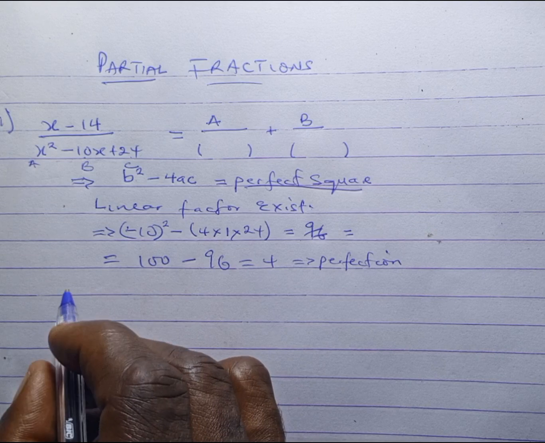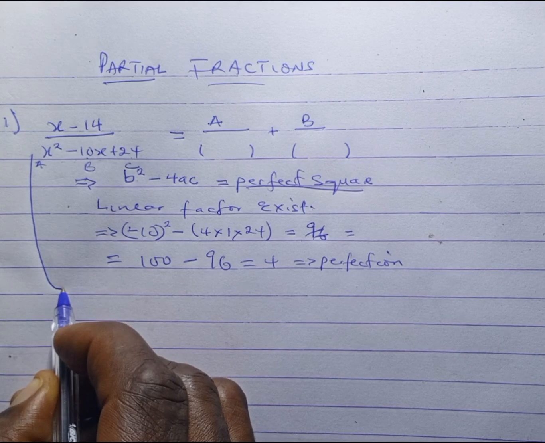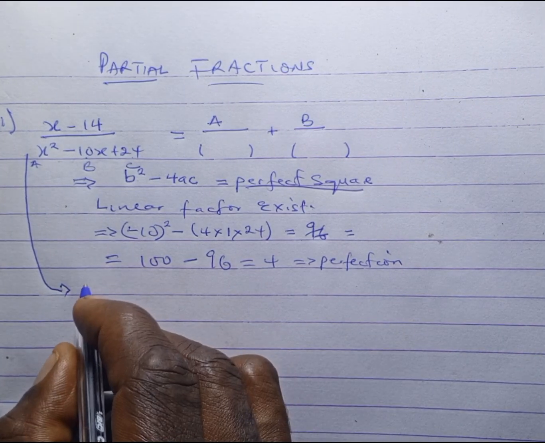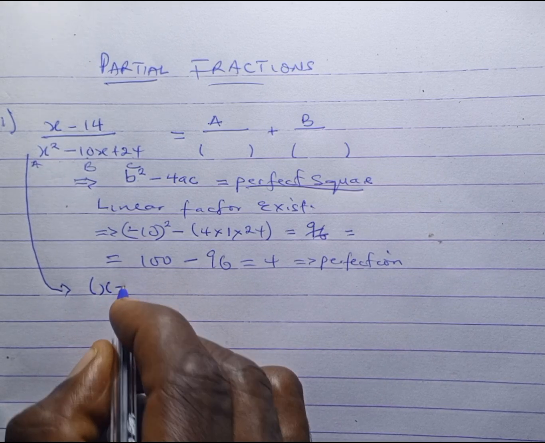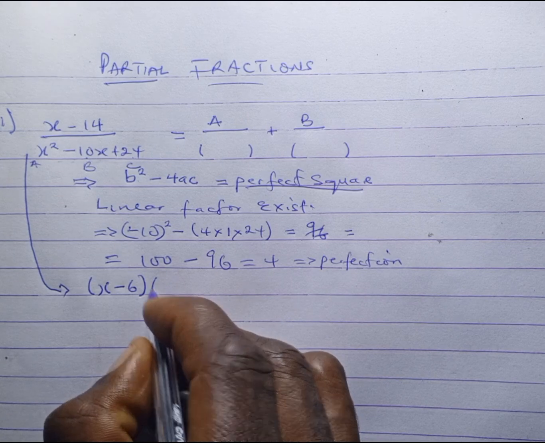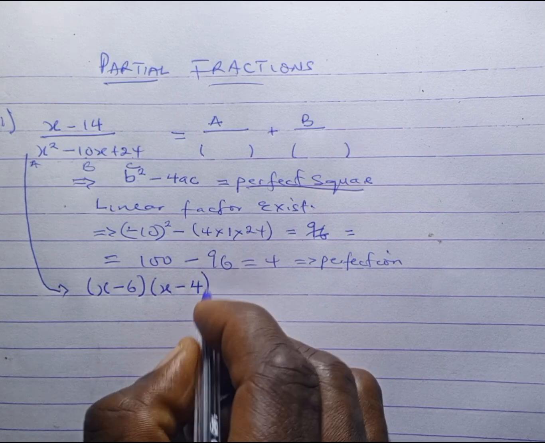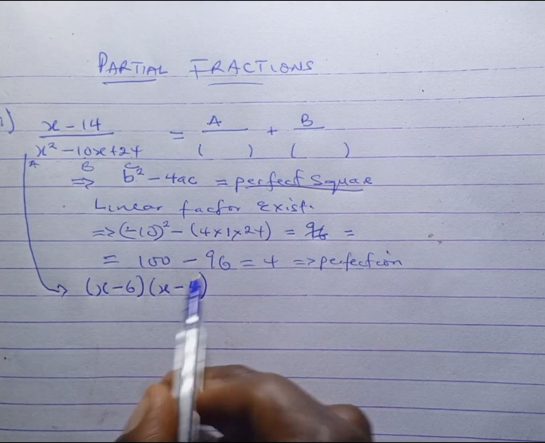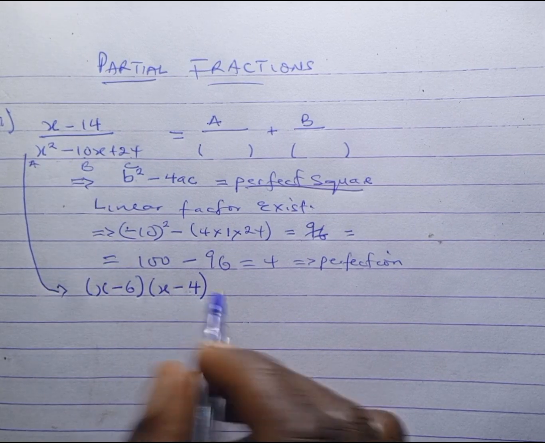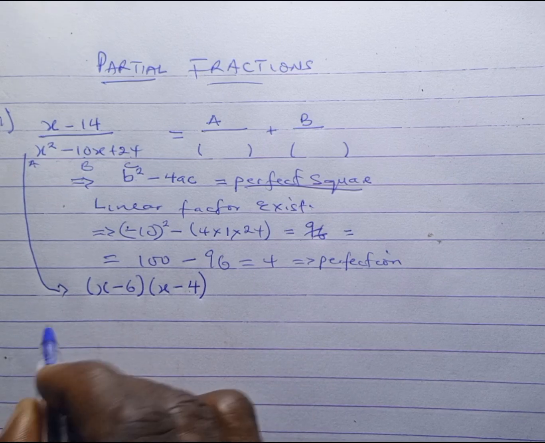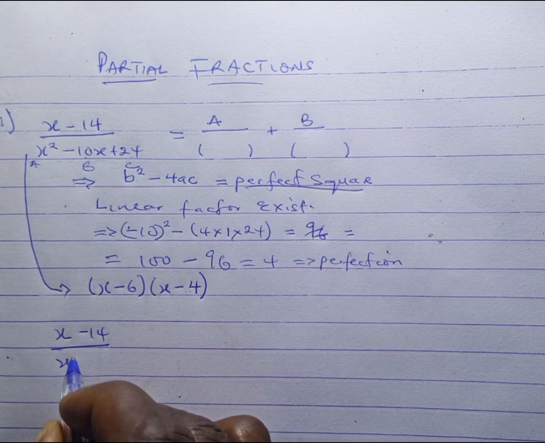So the linear factors in this case for this one here would be, if you factorize it, it's going to be x. One of them would be minus 6. Let's not go into that much long. Then minus 4, because minus 6 times minus 4 will give us plus 24. Minus 6 minus 4 is minus 10.